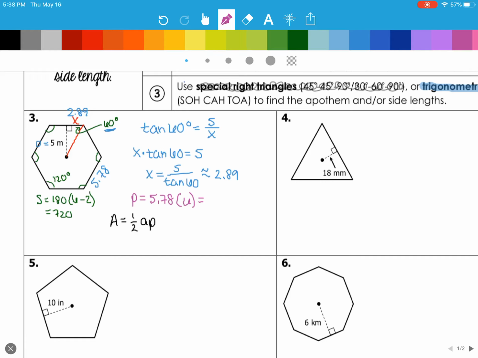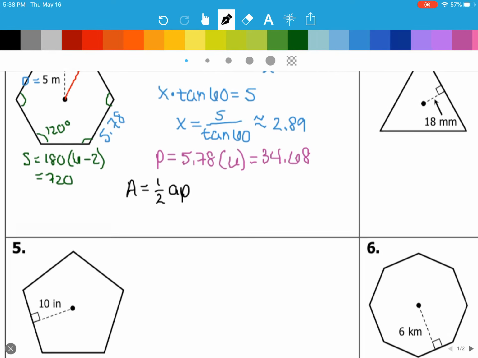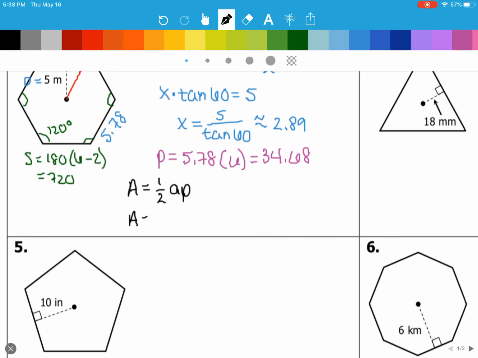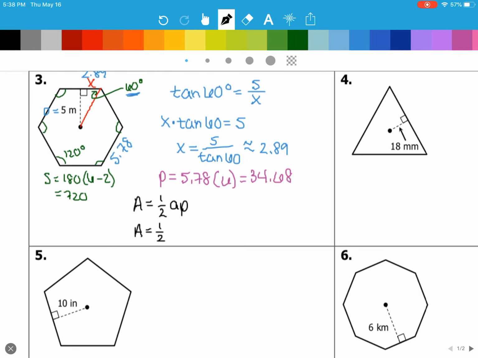Which gives me 34.68. Now I have all the information I need for my area formula, where my area is going to equal 1/2 times the apothem, which I already know is 5, times the perimeter, which I just found out is 34.68. So that tells me that my area is approximately 86.7. Units would be square meters.